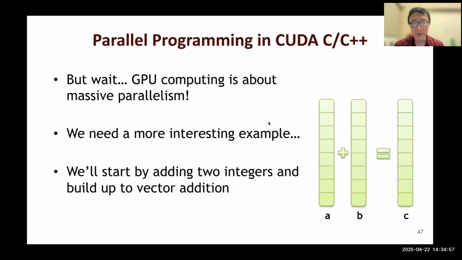So we'll start by adding two integers and build up to a vector addition. So we want to do a vector addition, vector A plus vector B, we want to get a vector C. Given two vectors, if you do this on a CPU, the simplest way to do it is just to write a for loop. You're iterating from index 0 to index n minus 1, you get all your indices traversed, then you get your C calculated.